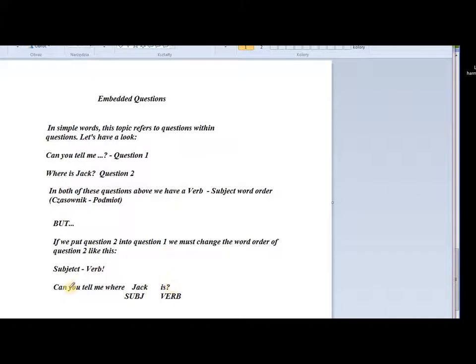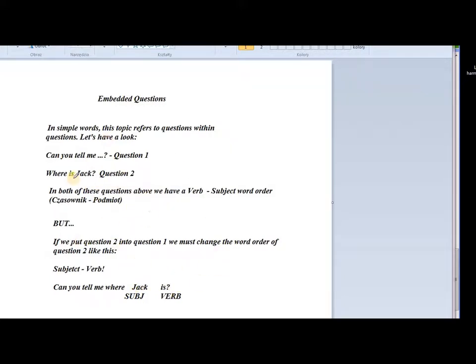Let's have a look. The question number 1 here is, can you tell me? Question number 2 is, where is Jack? But when you put question number 2 into question number 1, what you get is, can you tell me where Jack is? So subject verb. Now let this idea sink in a little bit.